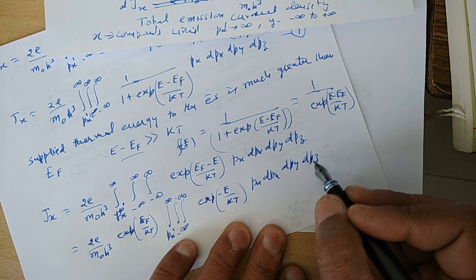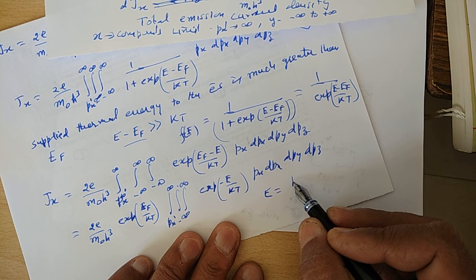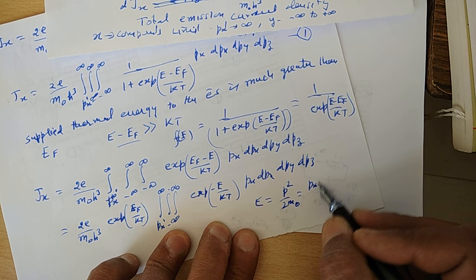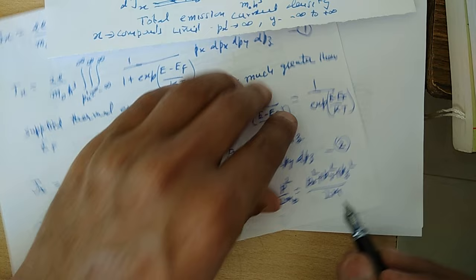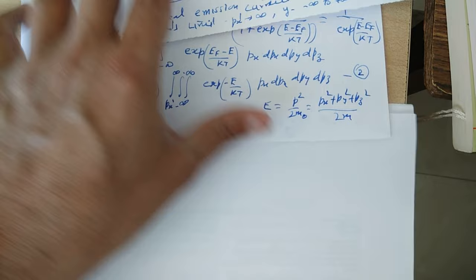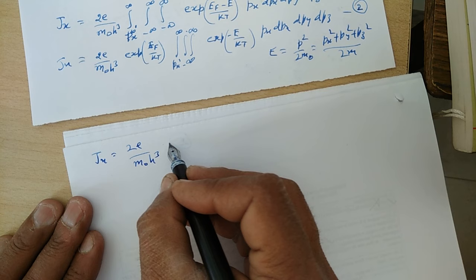So now I will replace this energy term here. I will write it in terms of the components of momentum. So you can write E equal to p square by 2m naught, so I will write px square plus py square plus pz square by 2m. In this expression 2, I replace this E with the momentum components. So this jx comes out to 2e by m naught h cube exponential EF by kT.